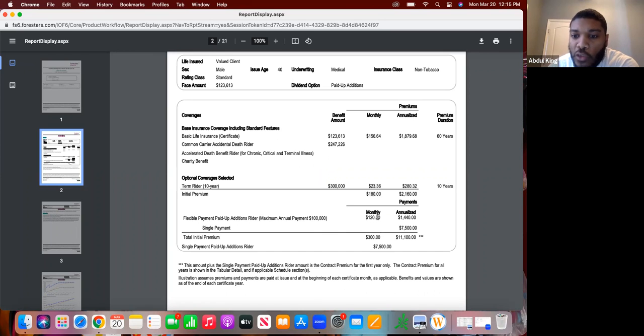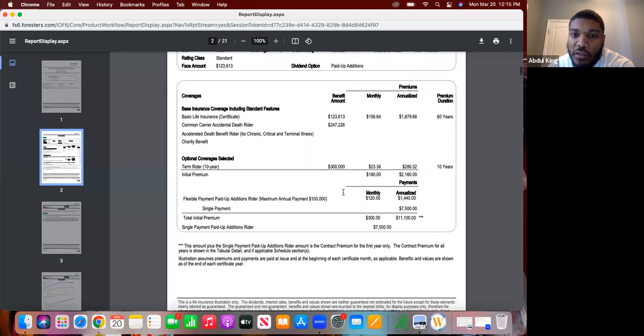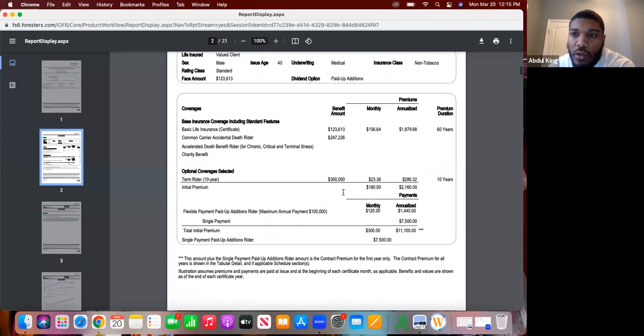So the other 120 that he's paying is just going to go to the paid-up addition riders. The paid-up addition riders go towards the cash value and also increase those living benefits that he has for critical, chronic, terminal illness and injury. So it increases those benefit payouts as well. All right, so that's the breakdown. Any questions on that before we go into the illustration part of it?